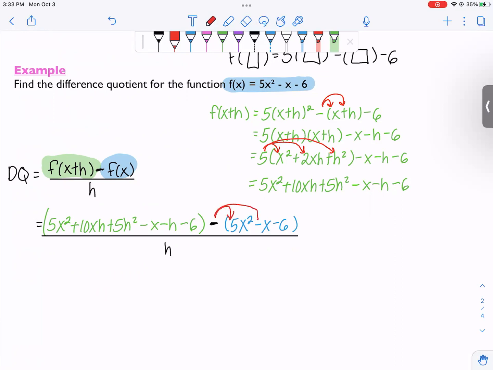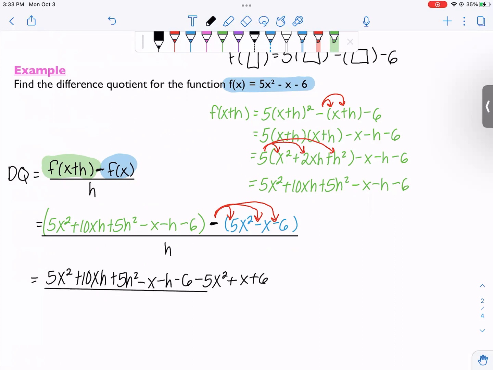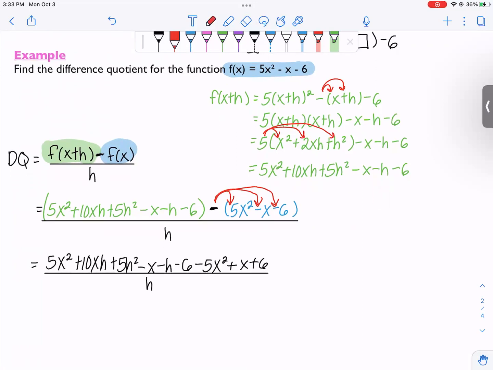We are going to distribute this negative, and then we are going to simplify. So we have 5x squared plus 10xh plus 5h squared minus x minus h minus 6 minus 5x squared plus x plus 6, all divided by h. Things are going to simplify. So there's a 5x squared and a minus 5x squared, so those cancel. There's a negative x and a positive x, those cancel. There's a 6 and a positive 6, those things cancel.